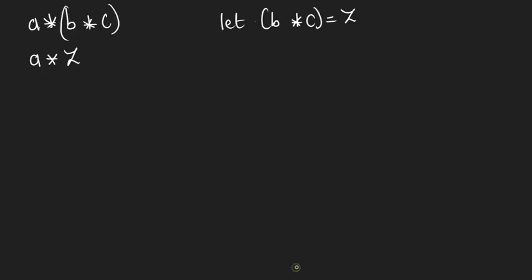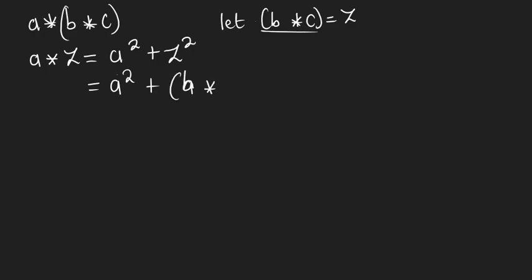So that's what it implies there. This is just the same as A to the power 2 plus Z to the power 2. Then we can replace Z with our operation. That becomes A, and Z becomes B star C, to the power 2.